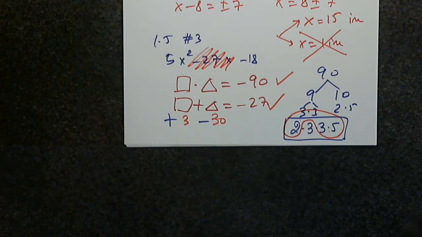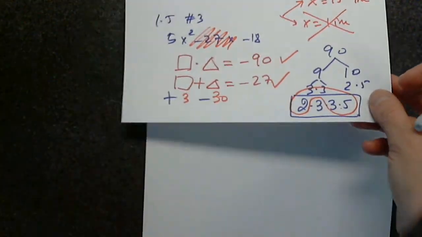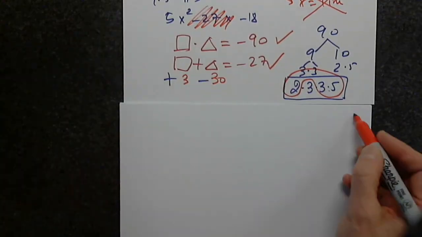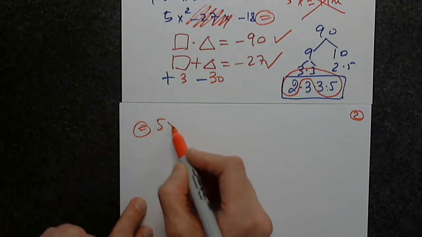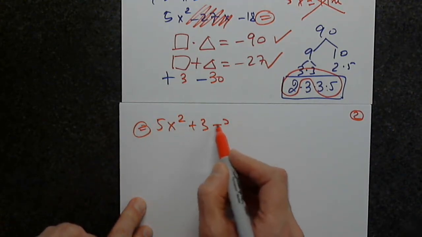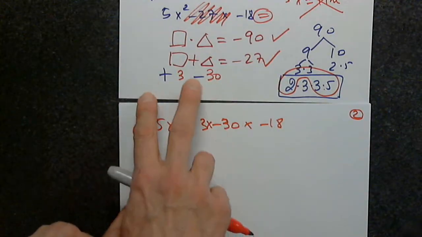Awesome. We did a few problems like that together last time, right? Yes. So now, the next step, I have 5x squared plus 3x minus 30x minus 18. It doesn't matter. The order is not important.